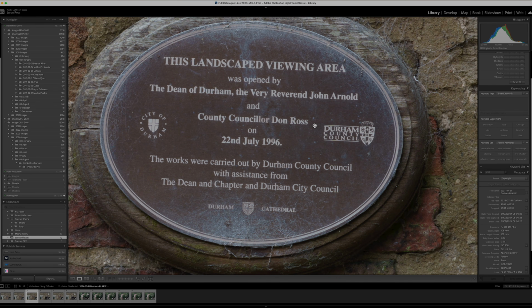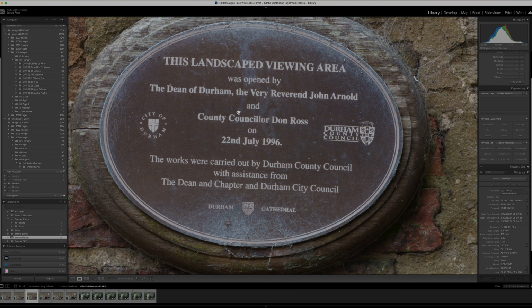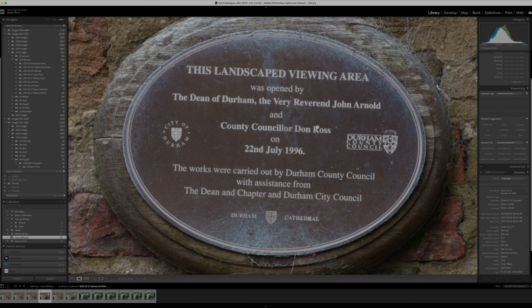And at f8 again looks very similar to f5.6. I would say at f8 it's even slightly sharper. So I would say we're probably looking at a sweet spot of between 5.6 and 8 on the 24-105. Let's have a look at 11.